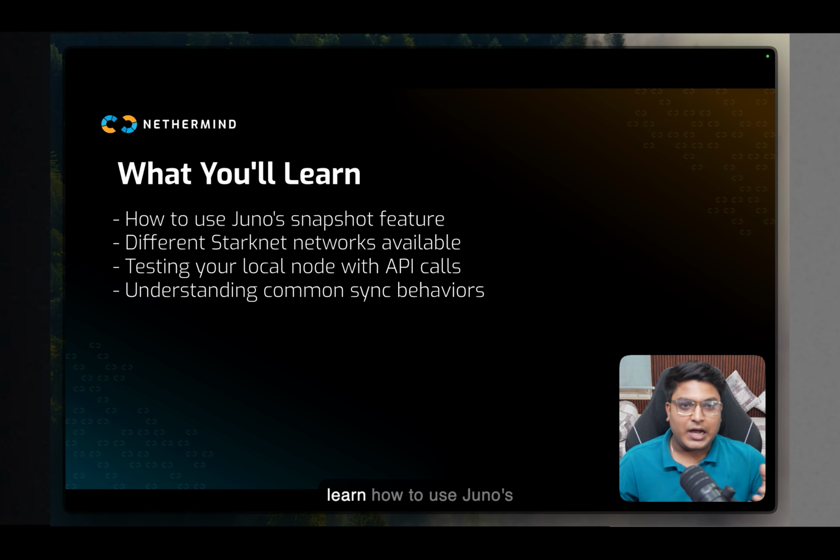You will learn how to use Juno's snapshot feature, which networks you can choose from, how to check their sizes, and how to download the snapshots in the correct manner. You'll understand the difference between Starknet's 3 networks and when to use each one. Plus, you'll know what normal behavior looks like when your node is syncing and how to test it with API calls.